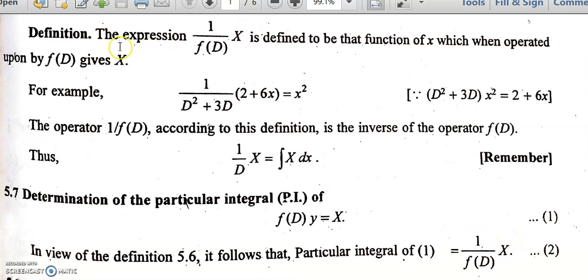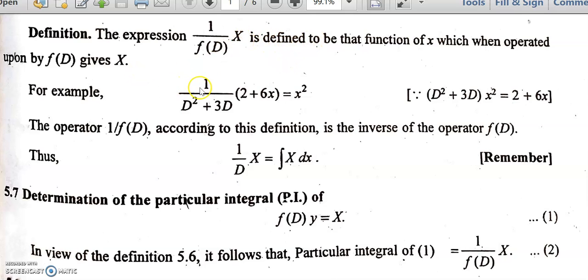So here is the definition. The expression 1 by f of D into x is defined to be that function of x. That means 1 by f of D of x is equal to, suppose, y, and y is any function of x which, when operated upon by f of D, gives x. That means if f of D acts over this y, we get x.